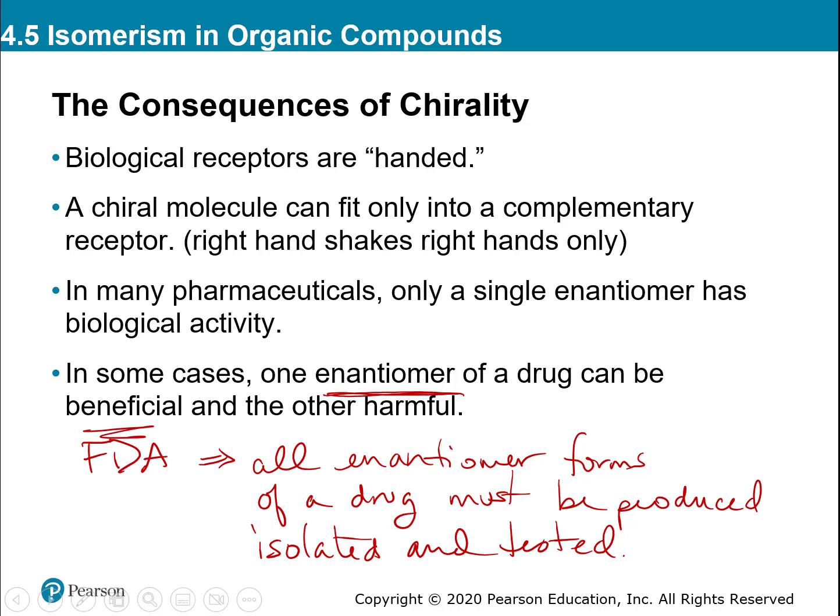So the Food and Drug Administration now has part of their law, if there is a drug, a medicine that is going to be used for any living creature, and there's a chiral carbon in the molecule, it must be identified. You have to synthesize all the enantiomers. So you have to make the right and left-handed versions of that medication, and they all have to be tested.